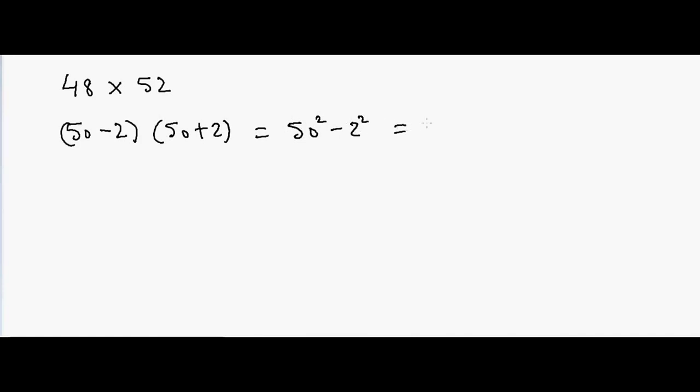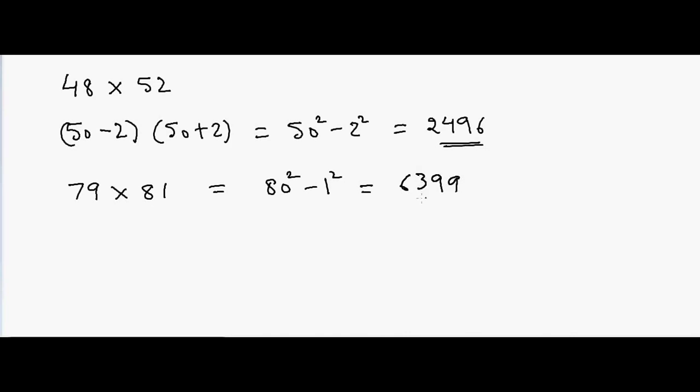So the answer would be equal to 2496, right? Same way, suppose I have to do 79 into 81, so the answer will be equal to 80 square minus 1 square. So this will be equal to 6399.